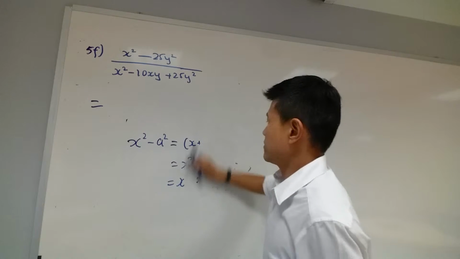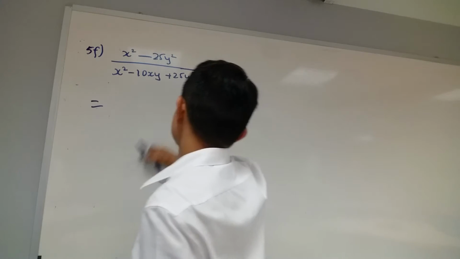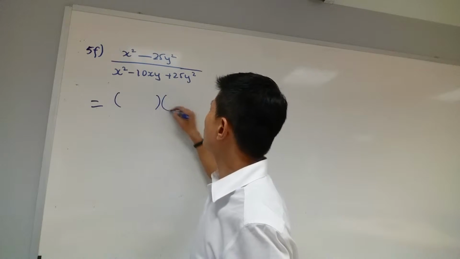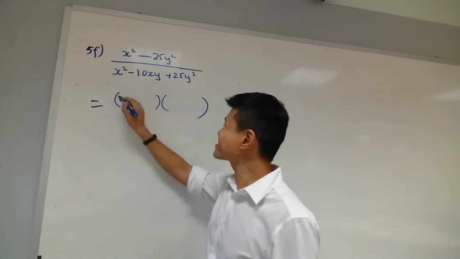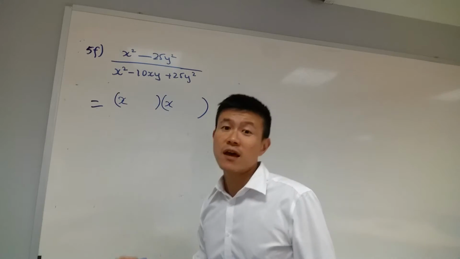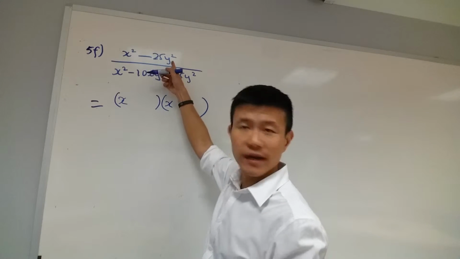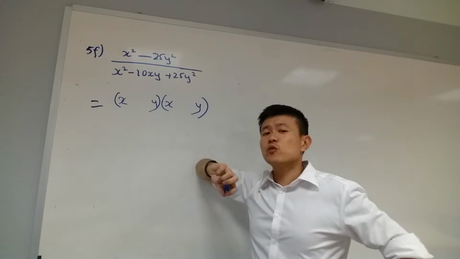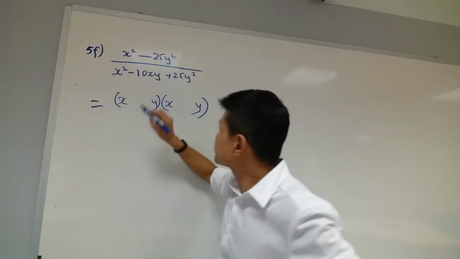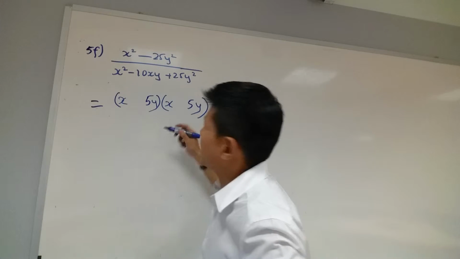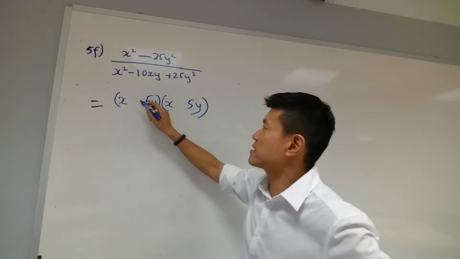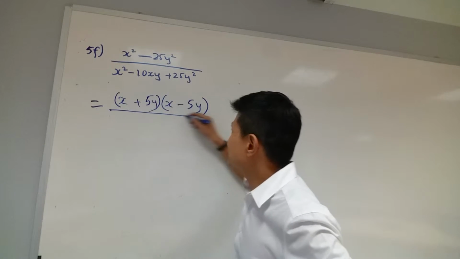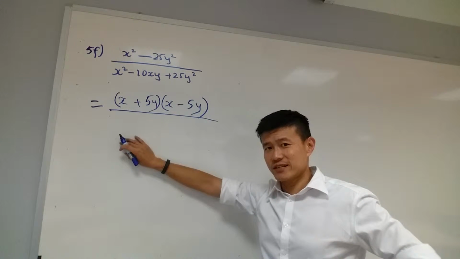So I'm going to factorize the top, the numerator, and I know that it's got to have an x in both, and I know it's got to have a y in both. 25 square root would be 5. And I don't really need to care because all I know is that one has a plus and one has a minus. That is my numerator.